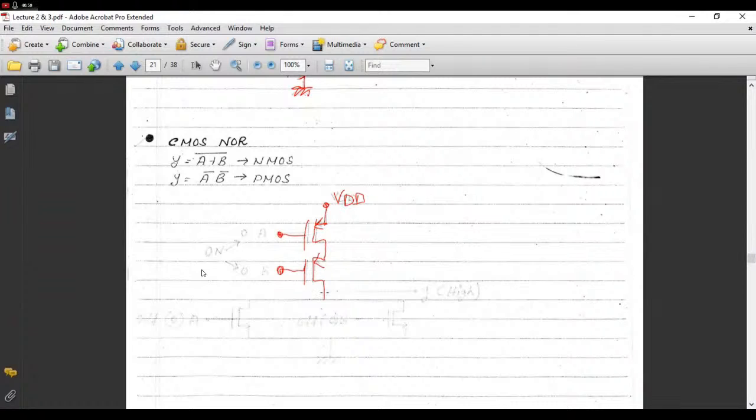And what about the next? NMOS, A plus B bar. So the NMOS equation will already be provided to you, so you don't need to worry about that. But you simply need to make the equation for PMOS by applying De Morgan's theorem.